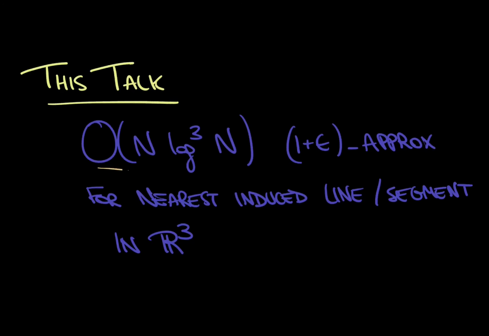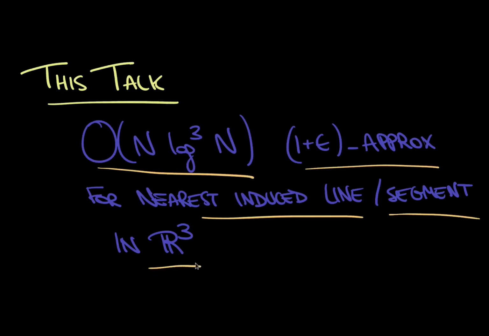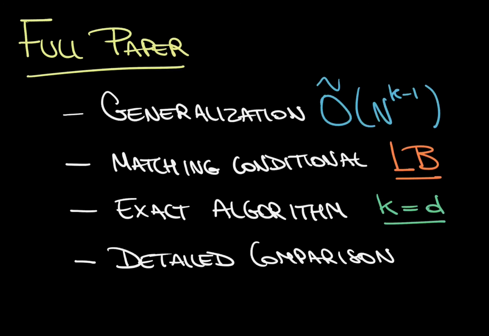In this talk, we presented an efficient 1 plus epsilon approximation algorithm for the nearest induced line and nearest induced segment problems in R3. In the full version of the paper, available on arXiv, you can learn how this technique generalizes to any parameters d and k. For the general case, we obtain an n to the k minus 1 polylog solution. In this paper, you also find a conditional lower bound that matches this generalized result up to polylogarithmic factors, an exact algorithm for the special case k equals d, and a more detailed comparison with previously known results.